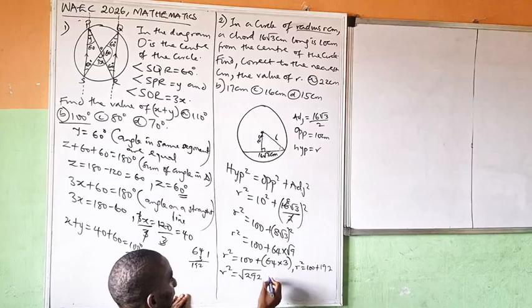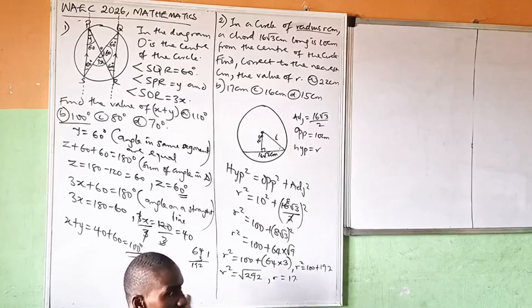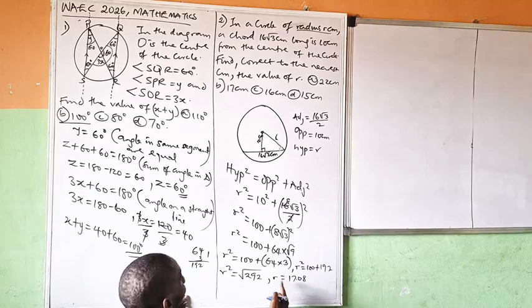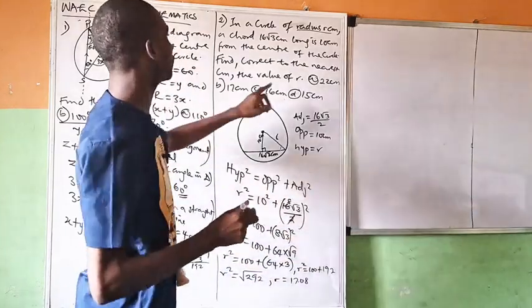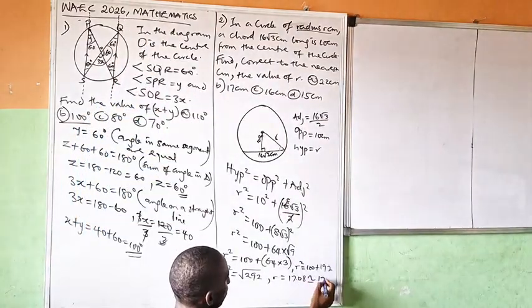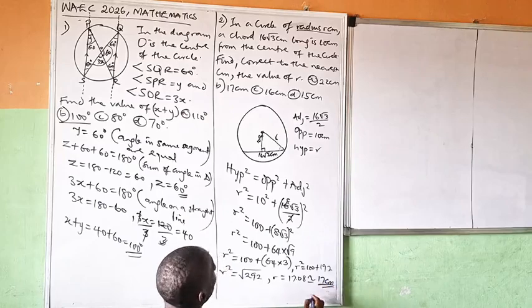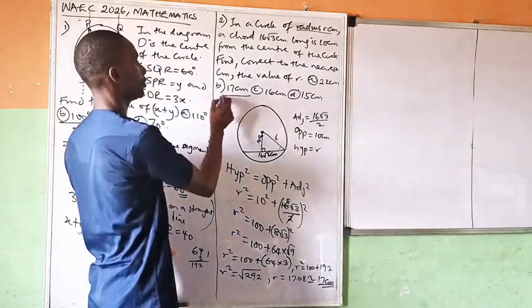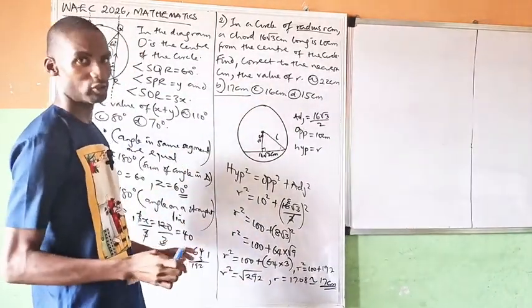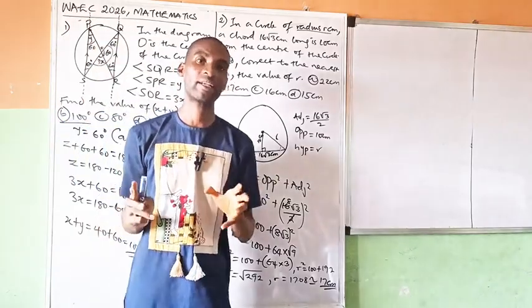And that's going to be our r is going to be 17.088, or 17.08. All right. And we were asked to correct to the nearest centimeter. So to the nearest centimeter is going to be 17 centimeters. Do we have that in the options? Yes. That is the answer to the question. So we've answered this question. I hope this is very clear to you.